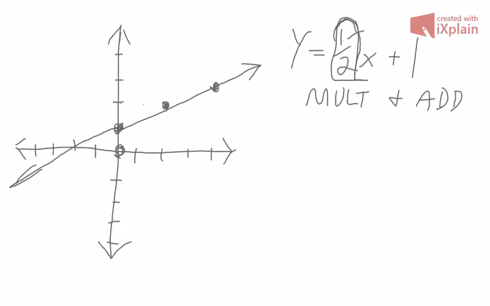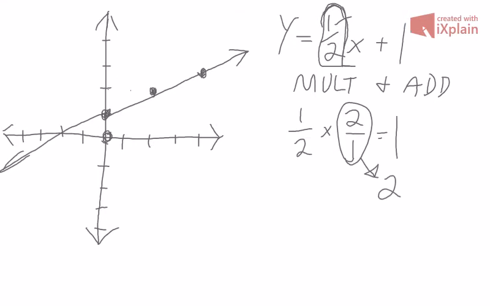So first I'm going to do the multiplicative inverse. So what number times 1/2 equals 1? That's going to be the reciprocal. So I'm going to flip it around so I get 2 over 1. And we know that 2 over 1 is the same thing as 2.